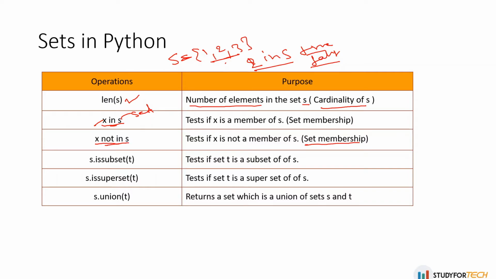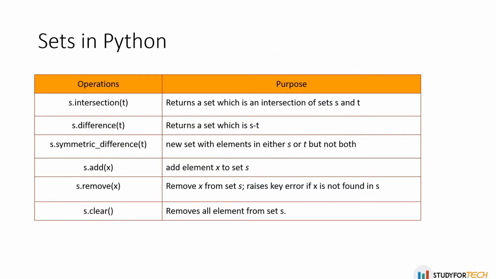S is a subset of T: test if set S is a subset of T. Similarly, superset we can also apply, union, intersection, symmetric difference, lots of things we can apply on sets, which we will see in the demo. And in the other operations here you can also see intersection, difference, symmetric difference. If you want to add something to a set, remove, or clear the whole set, that we can also perform.